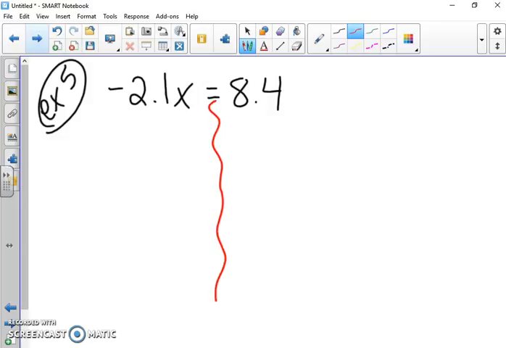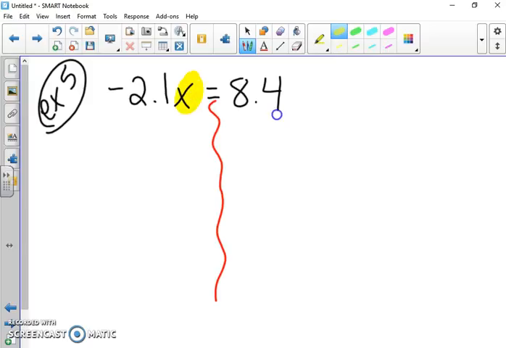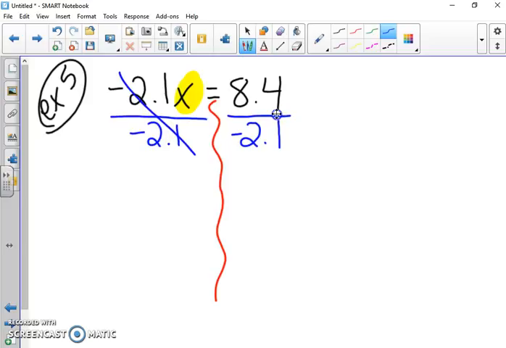After we get over the initial panic attack of seeing a decimal, we just do math. Here's the variable. Once again, that's just negative 2.1 times x. The opposite of multiplying by a negative 2.1 is dividing by a negative 2.1. So we're going to divide on both sides. Those go away, drop down your x. In your calculator, 8.4 divided by 2.1, and then add your negative on, is a negative 4.